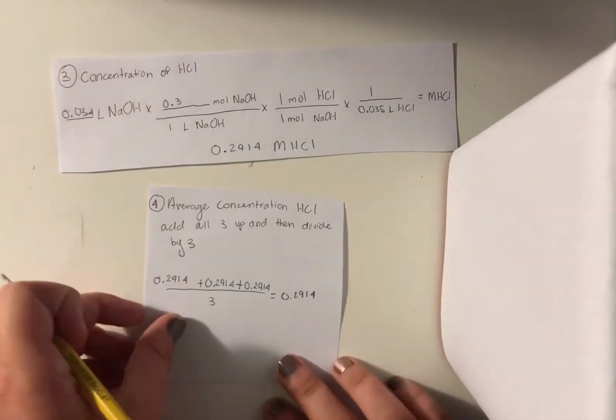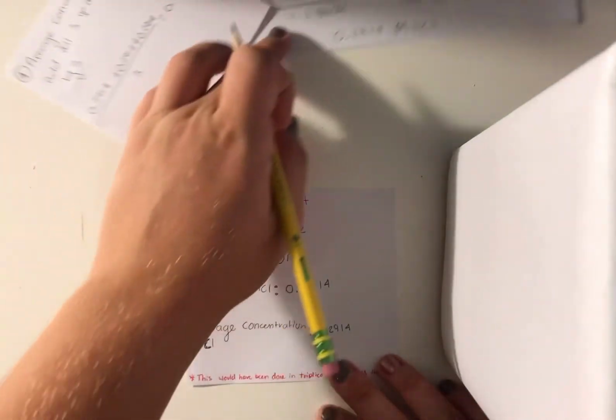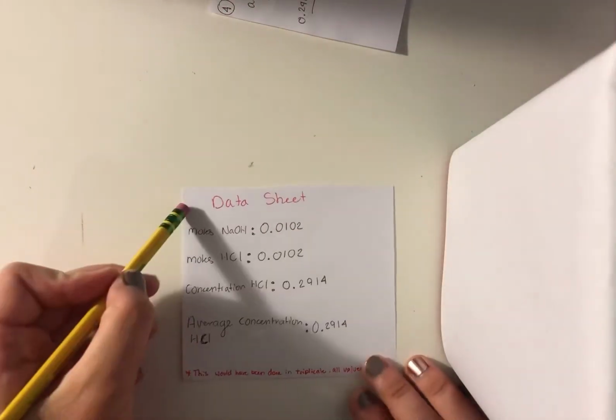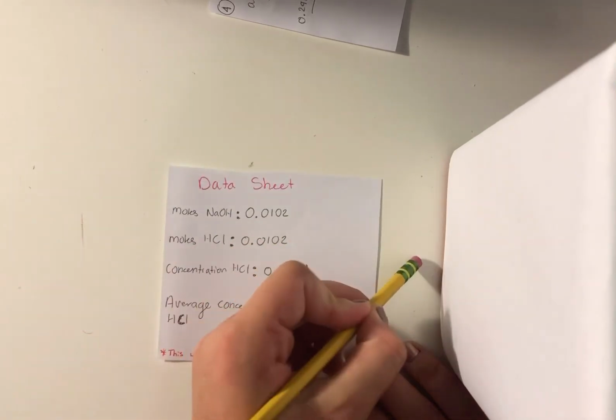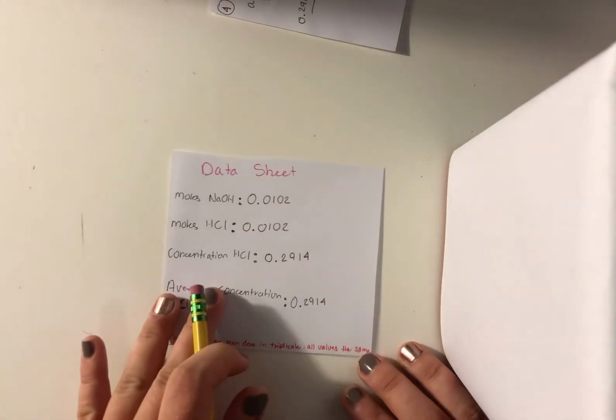So now that we know all of our data, our report sheet, which I filled in ahead of time, is going to look like this. Now, normally I would have had 3 rows, but we made the note down here that it would have been done in triplicate.